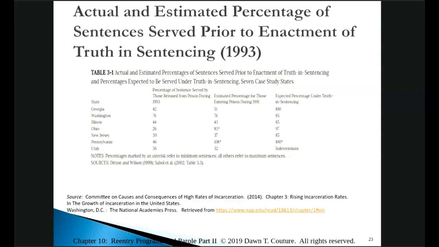post-truth in sentencing law. In Georgia, people used to get sentenced and serve about half of their sentence before they were paroled. Today, they serve 100%. Washington State had a pretty high completion rate, 76%, and increased it to 85%. Illinois, less than half, increased it to 85%. Ohio went from serving about a quarter of the sentence to nearly 100%. New Jersey, the same. Pennsylvania, the same. So you can see truth in sentencing made a dramatic difference in the length of time that people were serving their sentence.